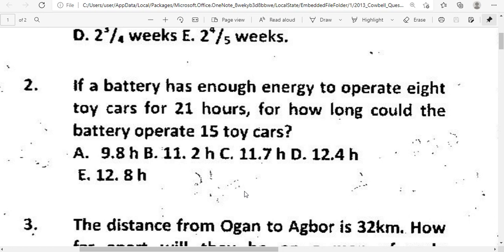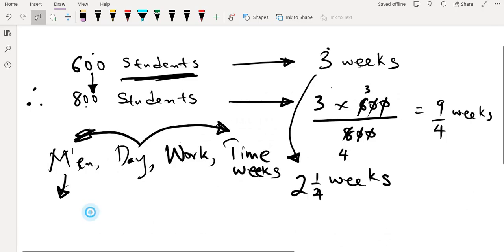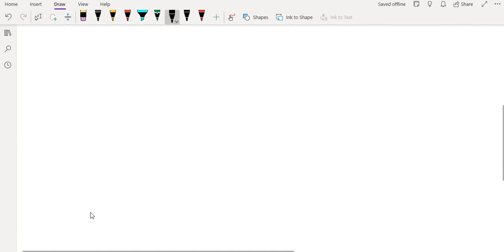What's the answer? 11.2 hours. Okay. Read again, please. If a battery has enough energy to operate 8 toy cars for 21 hours. So 8 toy cars are operated for 21 hours with this battery.